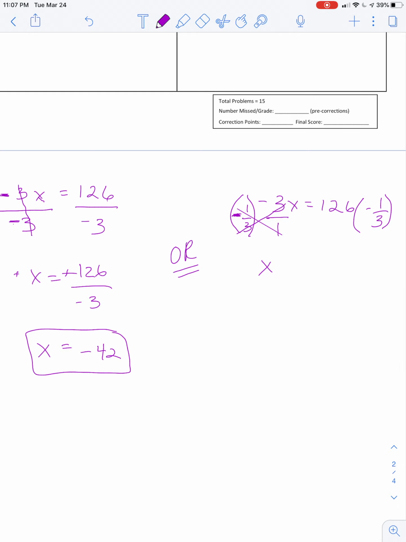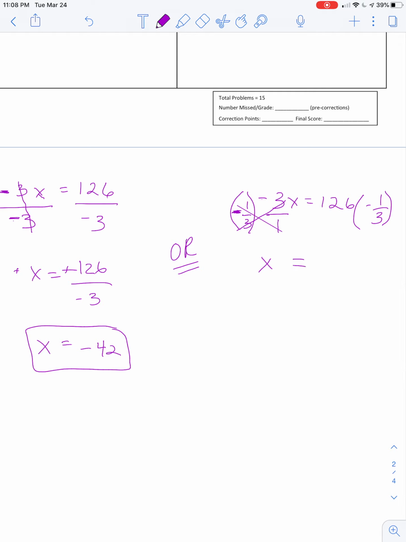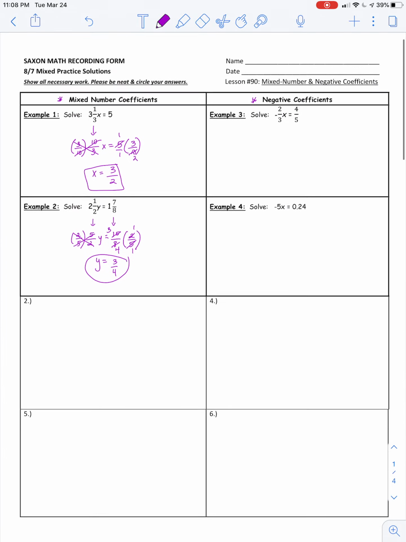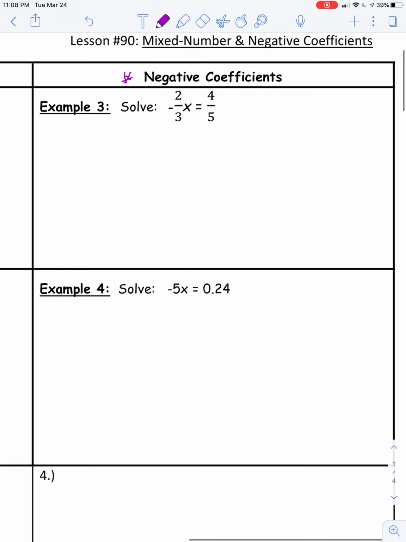Same thing here. When you multiply a negative times a negative, you get a positive, which is our goal for our x. We want our x to be positive. Okay, now I have 126 over 1, multiplying it with a negative 1/3. I just know that that's 42. You would have to do the math on that yourself. This is negative here. So 42 times a negative 1 is negative 42. Okay, so you see there's two different ways to do that. Whichever one is comfortable for you is fine. It doesn't matter which way you use because you'll end up with the same result.